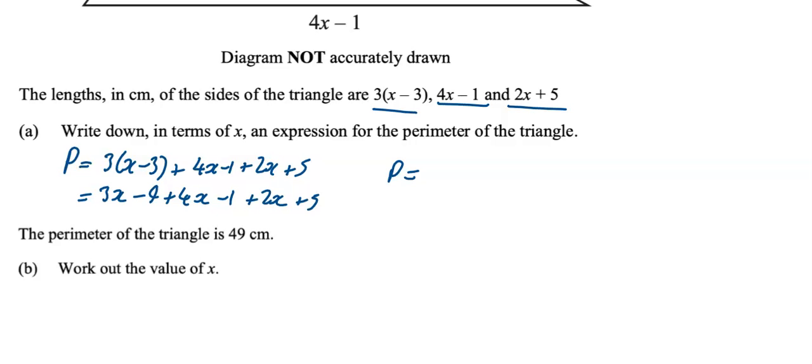Let's just look at that. All the x terms, you've got 3x plus 4x would be 7x, plus another 2x would be 9x. And then what else have we got? We've the number terms. You have minus 9 minus 1 would be minus 10, and then plus 5, so that's minus 10 plus 5, which would take you to minus 5.